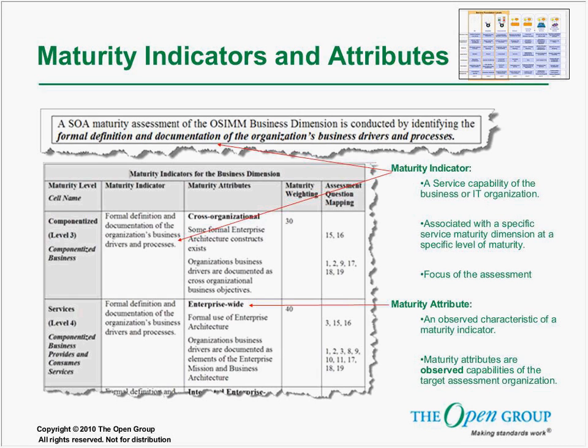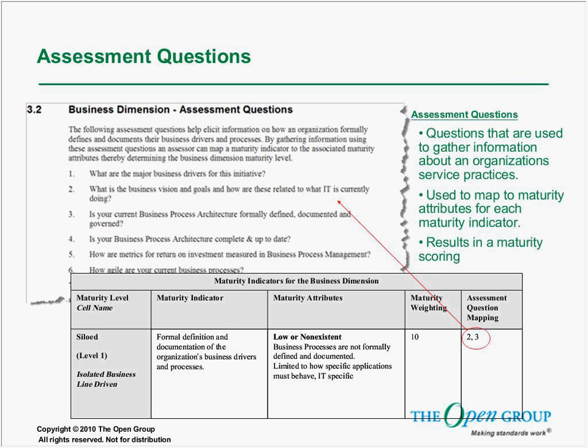A maturity indicator is a service capability of the business or IT organization. It's associated with a specific service maturity dimension, and it's the focus of the assessment. And again, the attribute is an observed characteristic of the maturity indicator, and the attributes are observed capabilities of the target assessment organization, which, by the way, you customize, and we'll go through that.